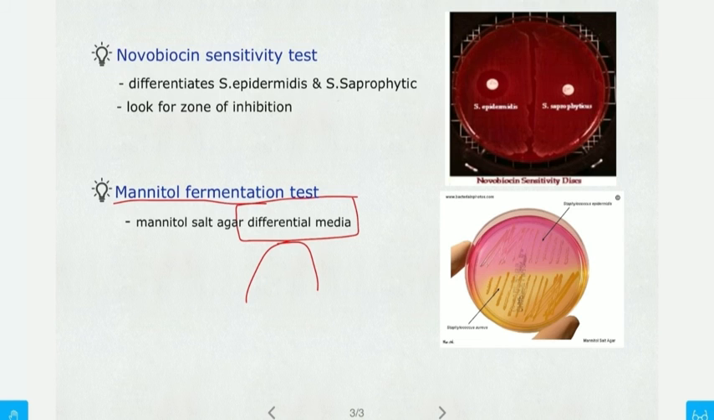And what we do is that we test the ability of certain bacteria to ferment mannitol. If they are able to ferment mannitol, as you can see over here, the color of the media will turn yellow, as in the case with Staphylococcus aureus. If they're not able to ferment mannitol, the color will remain pink, and this way we can conclude that we're dealing with Staphylococcus epidermidis.